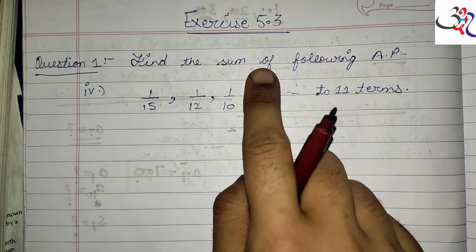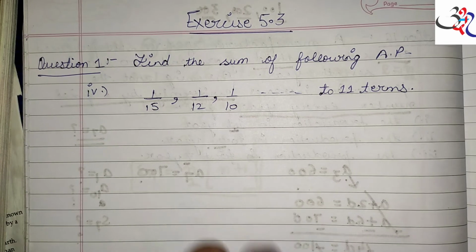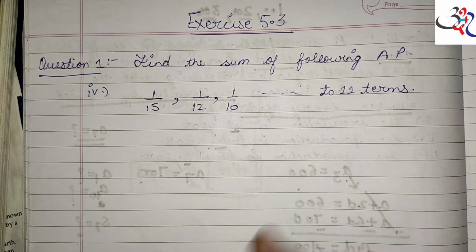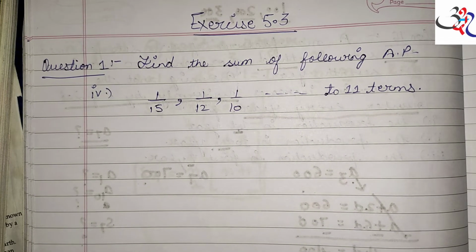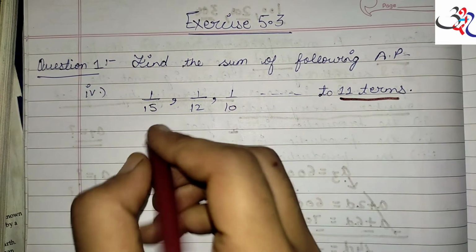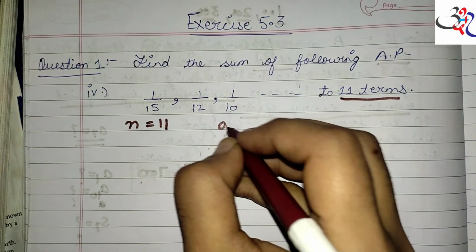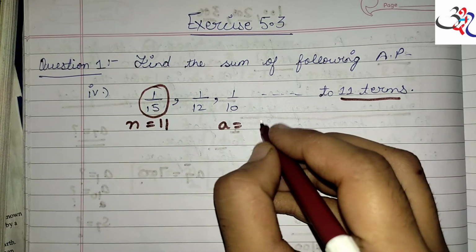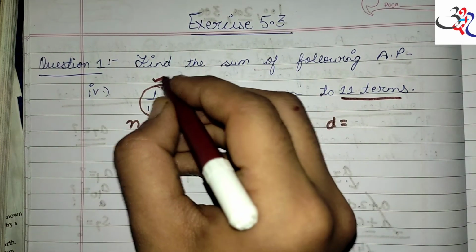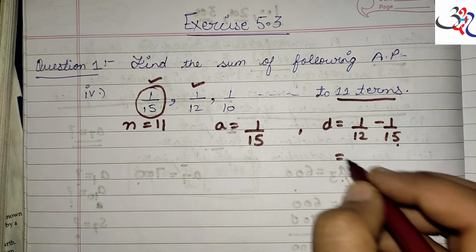Okay. Now moving to exercise 5.3. The very first question: find the sum of the following APs. There are 4 parts given in this question, so let's solve only one part in this video, so you will be able to find the sum of the remaining parts by yourself. We have to find the sum of the following AP up to 11 terms, meaning n is equal to 11. A, the first term, is 1 by 15, and d will be found by subtracting the first term from the second term.